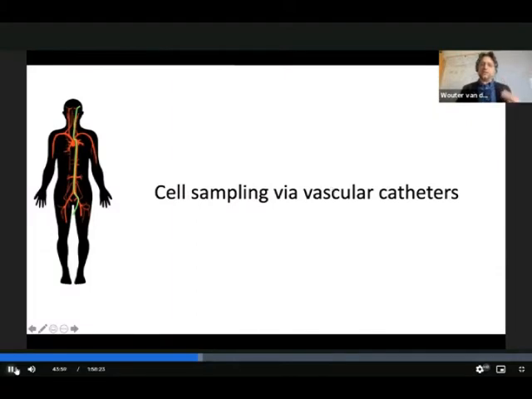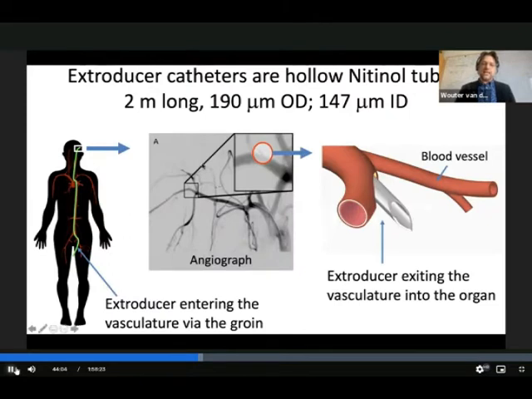The second technology was to enter the body via the vasculature. There is a technology that is called an extraducer catheter. An extraducer catheter is a very long tube, 2 meters long, but very small, only 190 micrometers in outer diameter. And so what we can do is insert this tube via the groin. Because the tube is so small, it's very flexible. So as a matter of fact, you can move the tube all the way, for example, inside the head, and if you want, even inside the eye, through the blood veins.